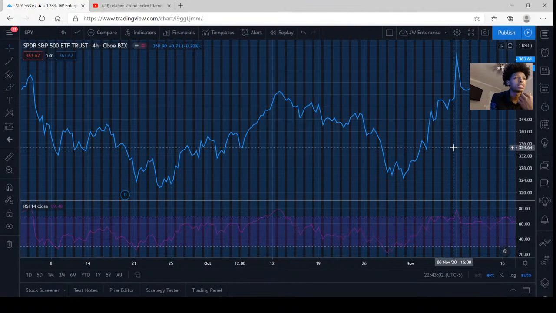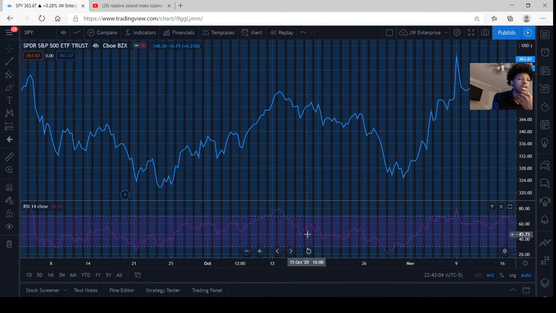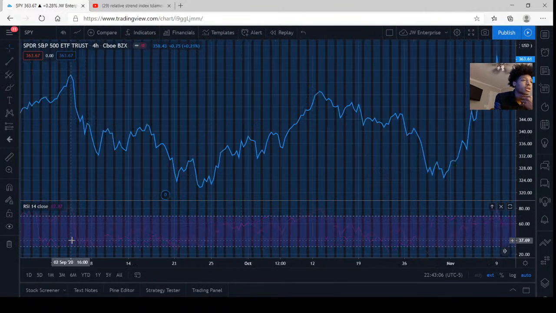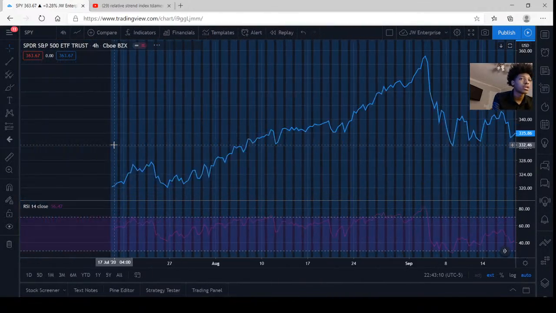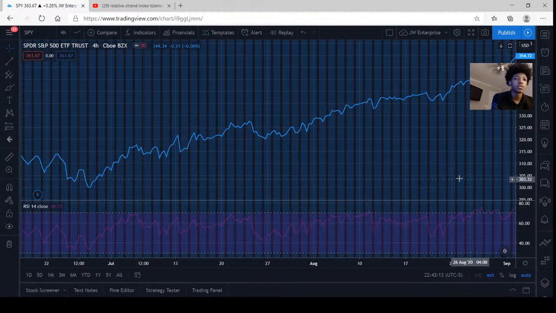So that's just what my RSI is. It's telling me if my price is overbought or oversold. So right here you'll see, it just keeps going up. We get overbought right here. It drops back down below my dotted line.